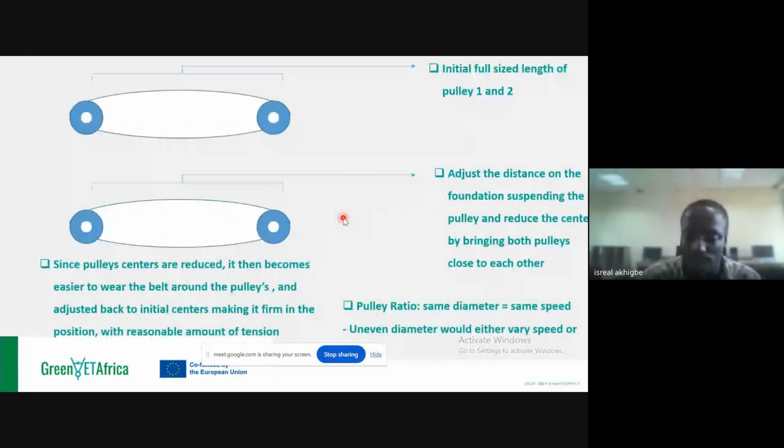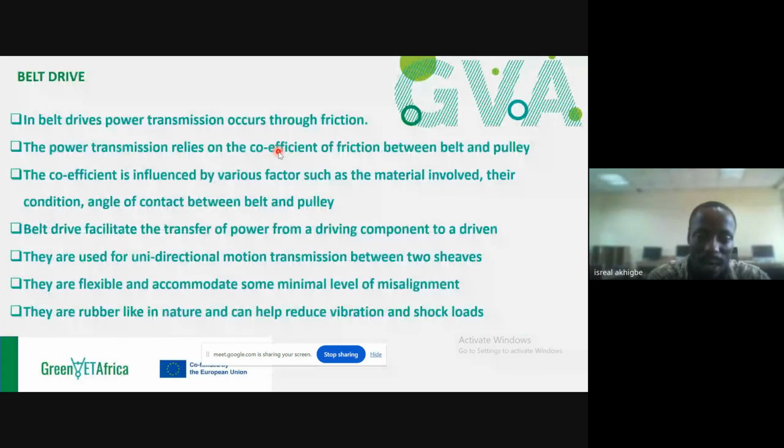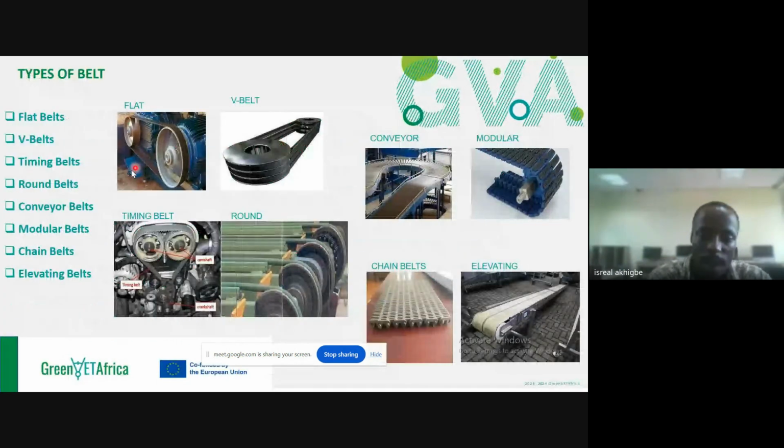Now, let me just quickly show you this animation, everybody. Look at this. Consider this one here that you see as pulley 1, and this one as pulley 2. Behind this pulley 1 and pulley 2, everybody, just be with me. Look at this image here. Can we see this image? Consider this as the driven. This is the driver. Consider this the driver with a belt.